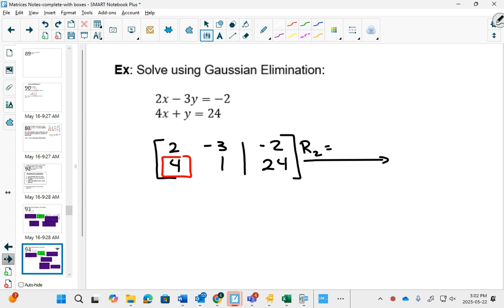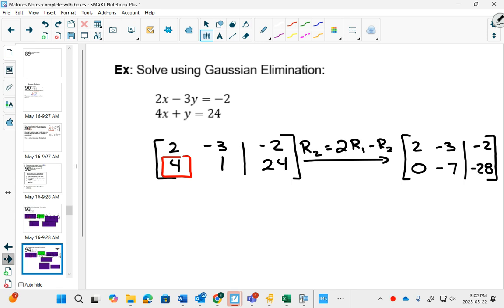So say whichever one you said again for me. 2 row 1 minus row 2. 2 row 1s minus row 2. And since we're changing row 2, we can just keep row 1 the same. So if you doubled this one and minus, perfect. We've got a 0 there, right? Negative 6 minus 1. Does that give you minus 7? Okay. And this would be negative 4 minus 24, minus 28.